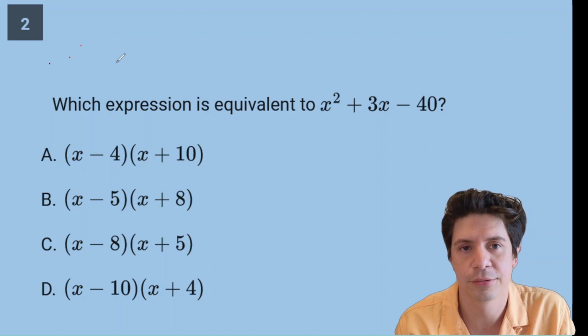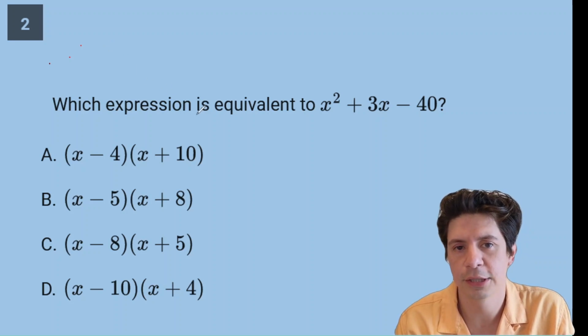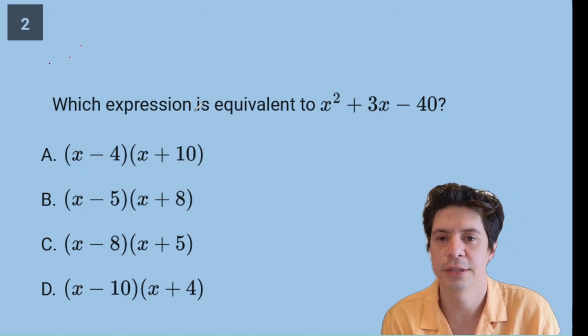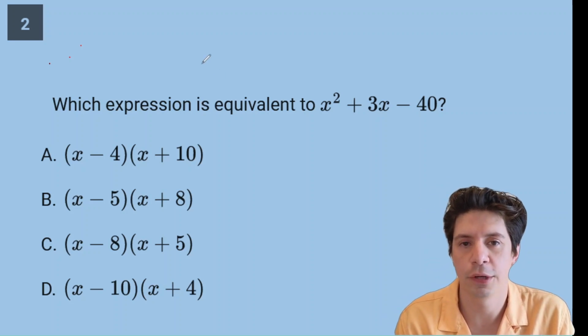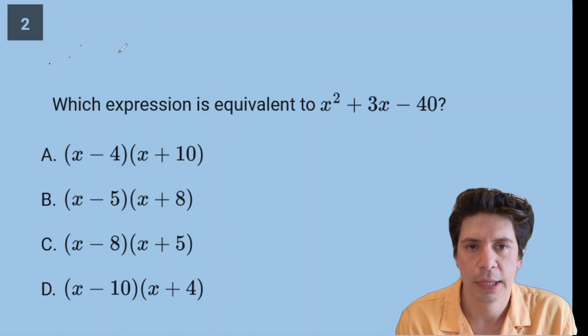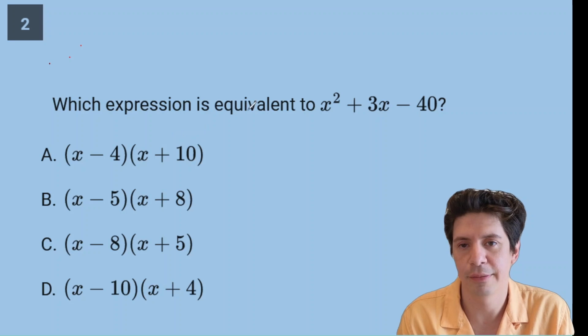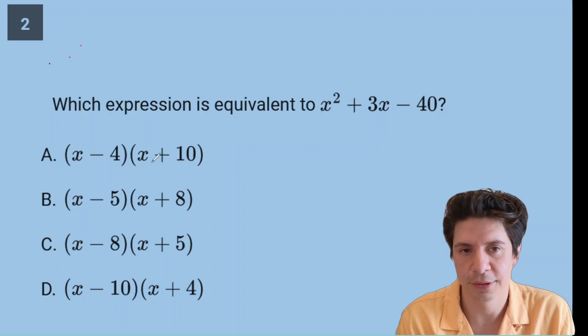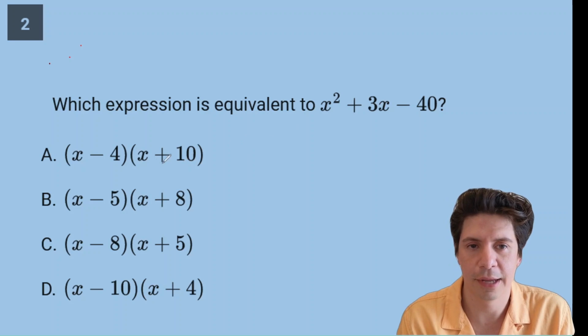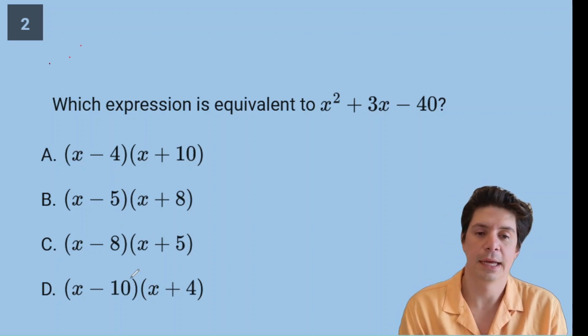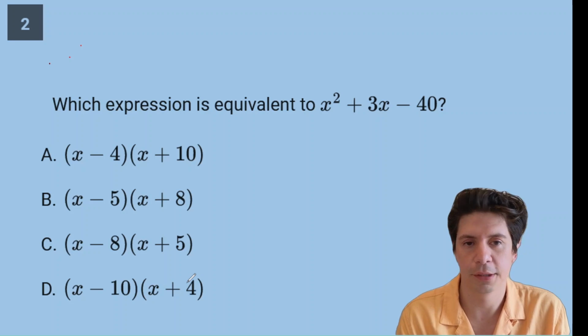Okay, so let's do this one here. Which expression is equivalent to x squared plus 3x minus 40? So what you do here when you have the answer choices is you just use them, I think is probably the best way. So we'll do that way, and then we'll do the way where you don't use answer choices. So it has to multiply to negative 40. So they all do that, right? Negative 4 times 10 is negative 40, negative 5 times 8, negative 40, negative 8 times 5, negative 40, and negative 10 times 4, also negative 40, okay?